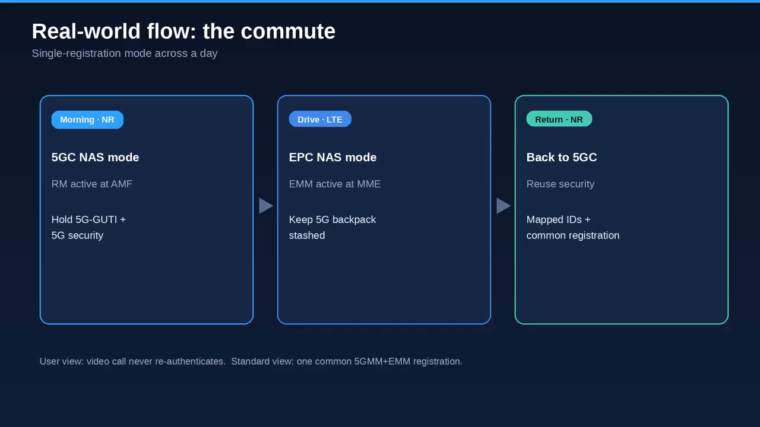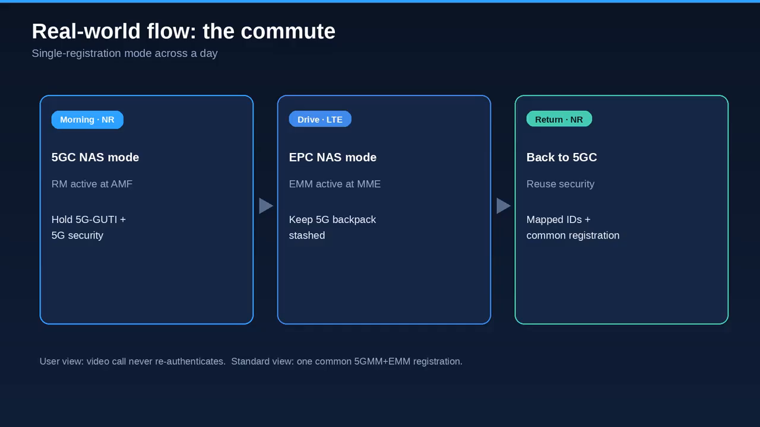Afternoon, you return downtown. Radio finds NR again. Because the native 5G identity and security context were retained, the phone can re-enter 5GC without a cold start of the entire security story. From the user's view, the video call never asked you to re-authenticate. From the standards view, one common registration for 5G MM and EMM stayed coordinated the whole time. That is the single mode flow in the wild. Either-or on the wire, one common registration in the bookkeeping, and a carefully kept 5G backpack when you visit EPC.